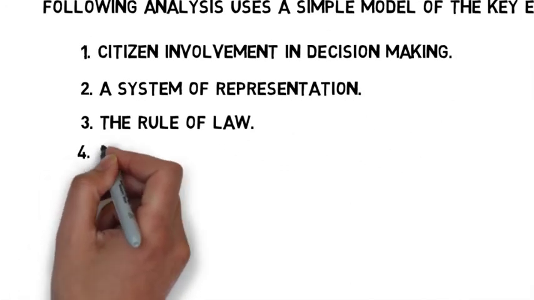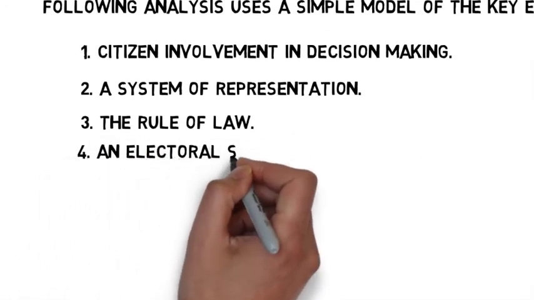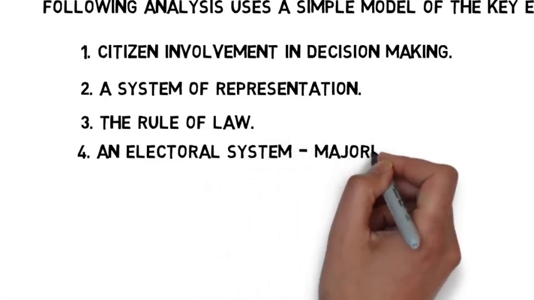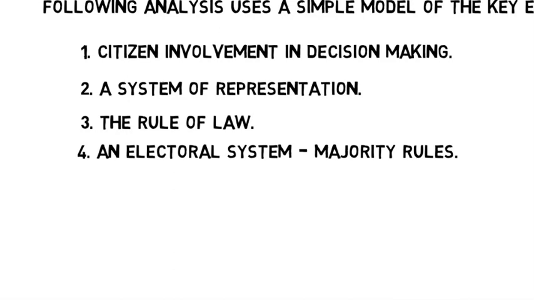Next we have an electoral system where majority rules. Very important. In democracy we always find that it is the majority which rules the society, which rules the system, which rules the state. Now when we talk about majority rules, it does not mean majority of a population or majority of any class or a society. No, it is basically talking about that once we conduct an election, whichever party gets the majority votes, whichever party gets the majority seats in the assembly, that party is supposed to form the government.